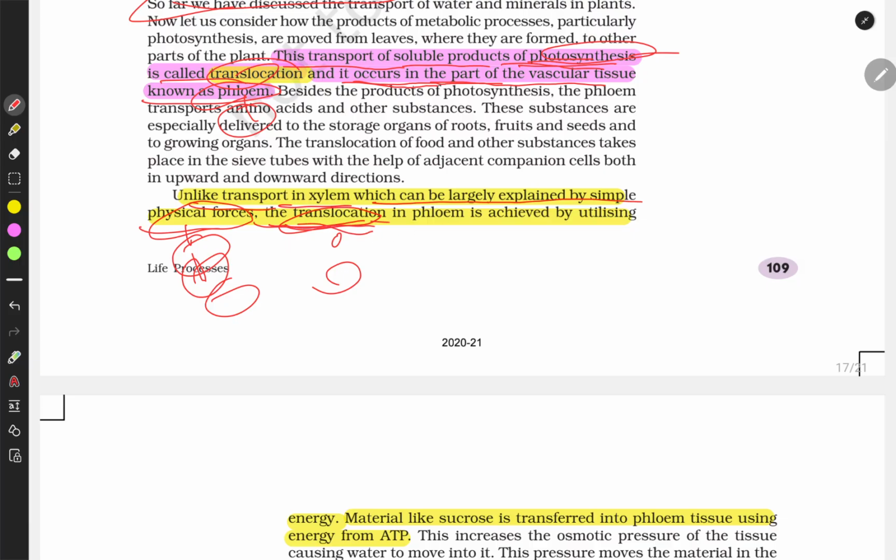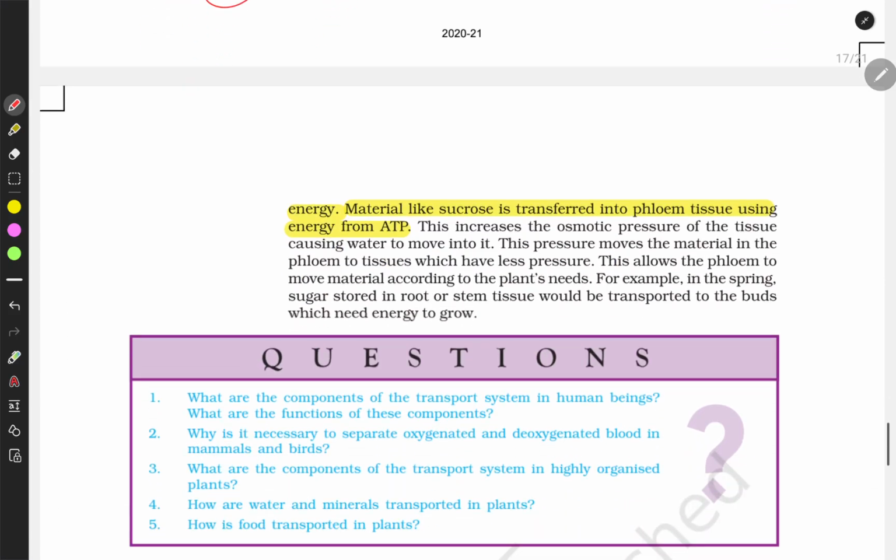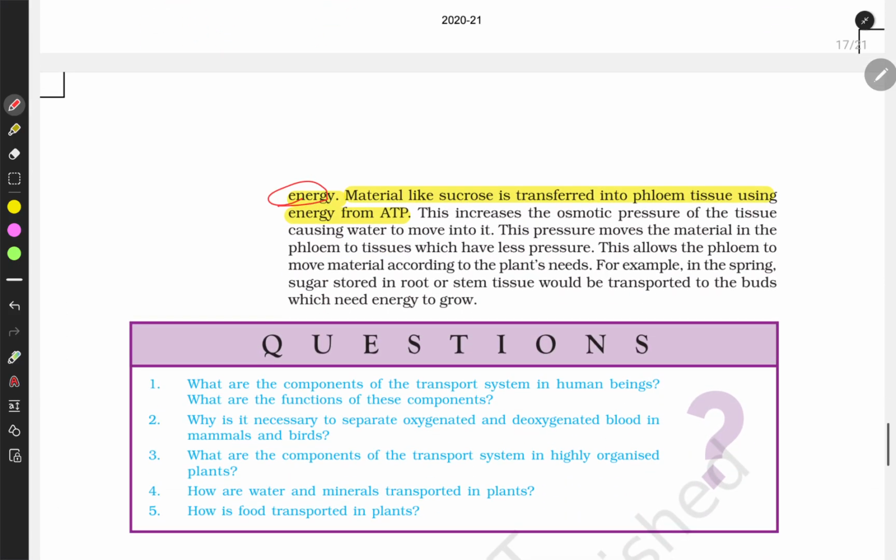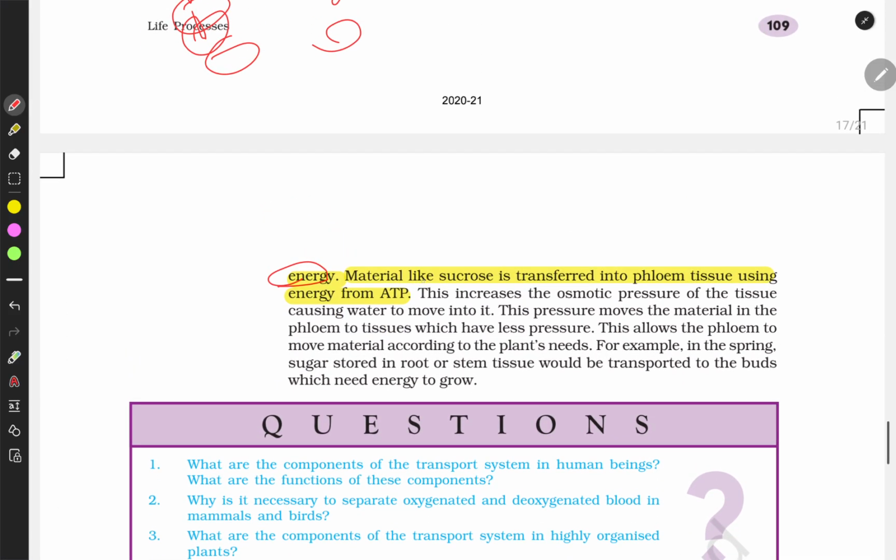the translocation in the phloem is achieved by utilizing energy. It needs energy, and material like sucrose is transferred to the phloem tissue using energy from ATP.